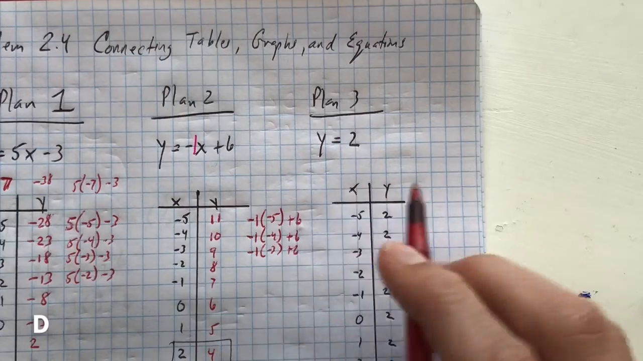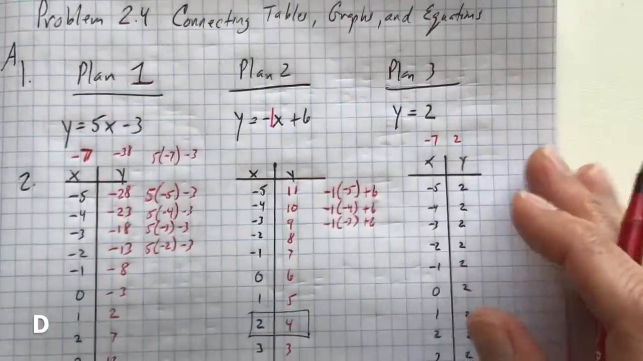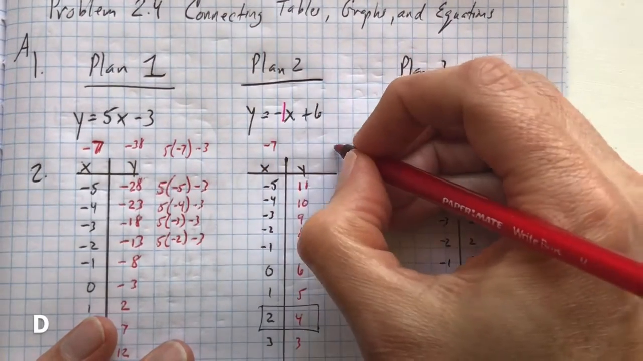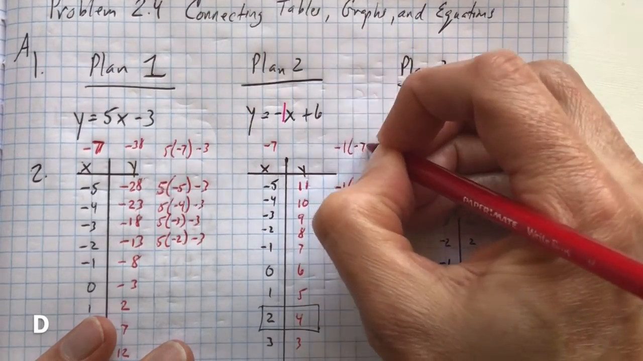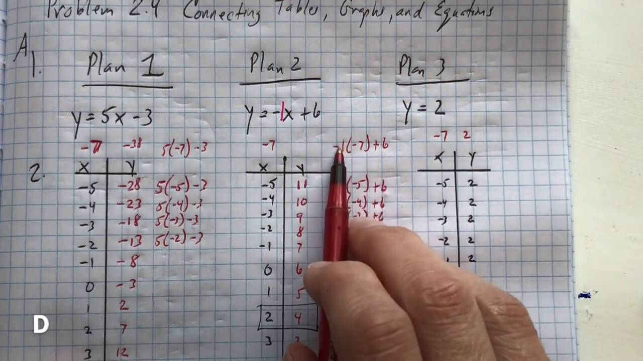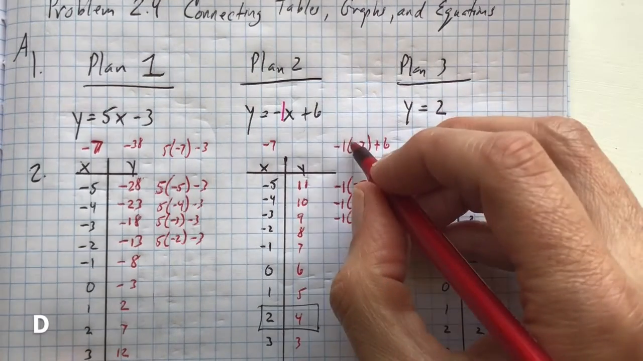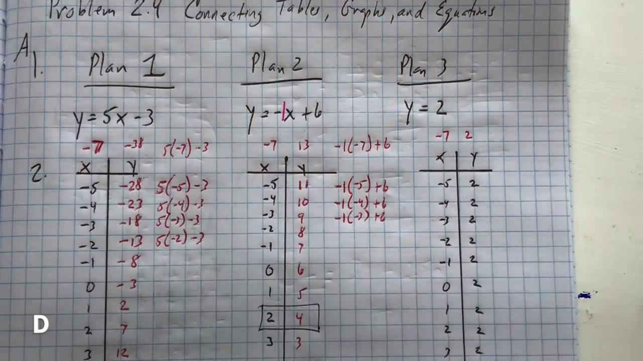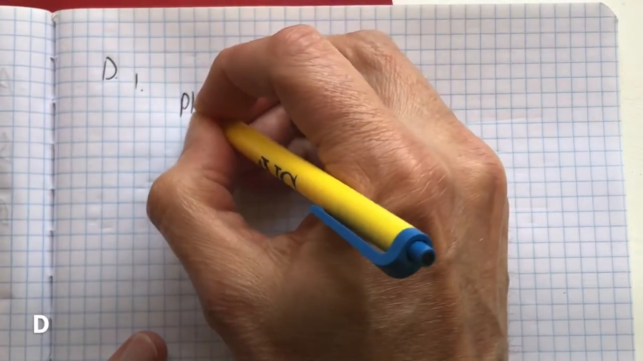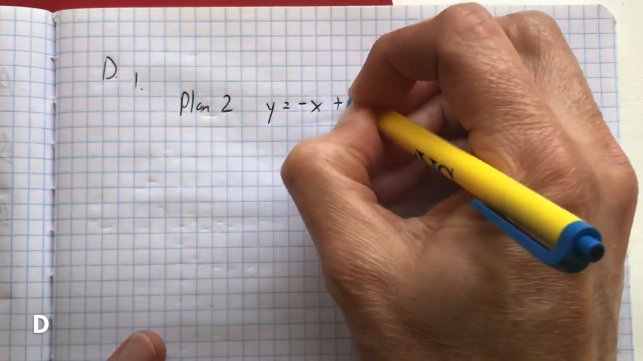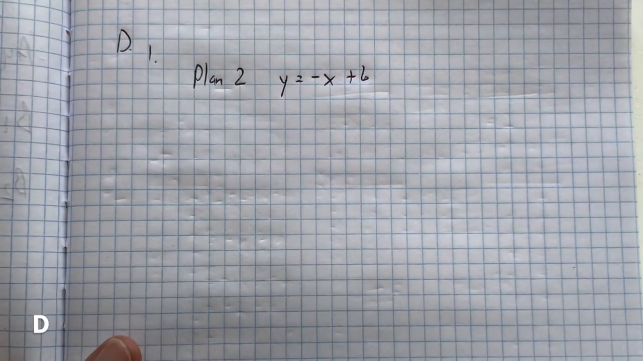We know it's not going to be plan 2 because it's always going to be 2 in this case. But let's just test it for plan 2. Negative 7 would go here for x. And I would do negative 1 times negative 7 plus 6. This would be a positive 7, plus 6 would give me a 13. So it turns out that this is the one. It is plan 2. So D1 is referring to plan 2, and that equation is y equals negative x plus 6.